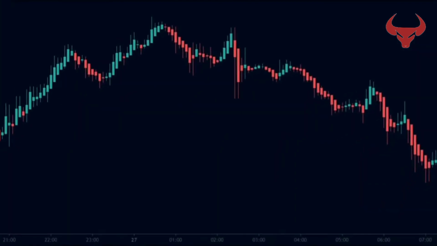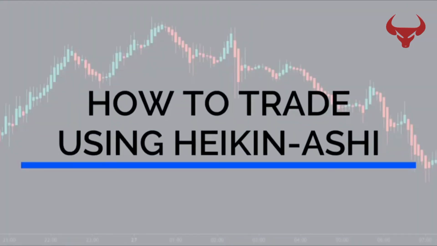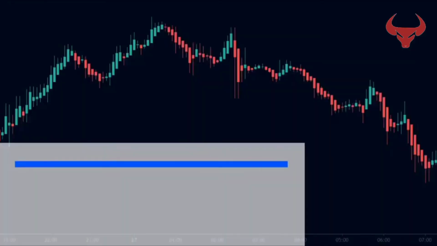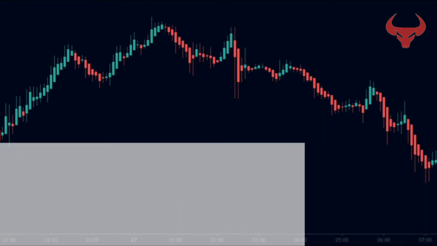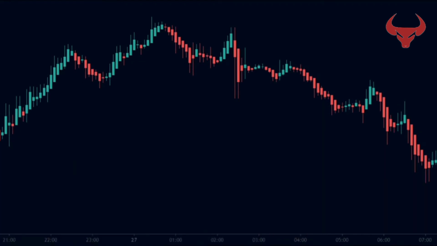So this is how to read Heikin-Ashi candles. We will now use this knowledge and combine it with other technical tools for trading. So first, let us use Heikin-Ashi charts to trade breakouts. Look at this chart. Here we have the Euro-USD pair on a 5-minute chart.